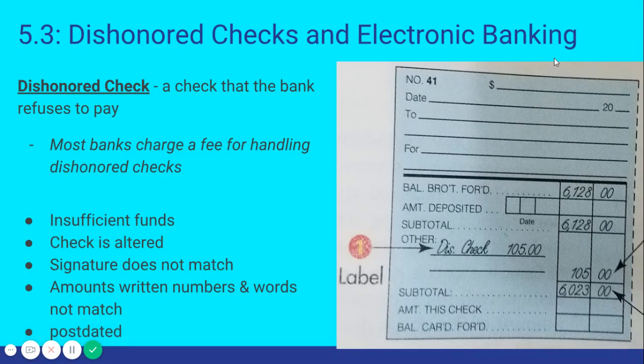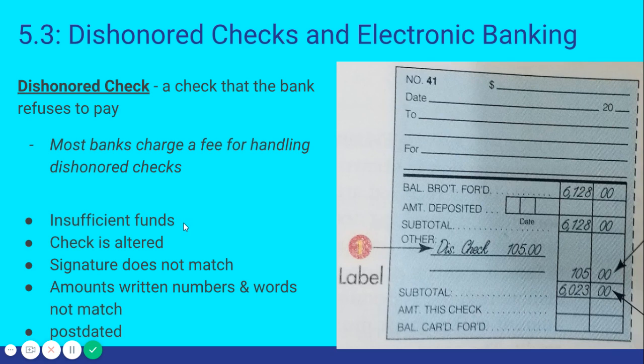Section 3 of Chapter 5, Dishonored Checks and Electronic Banking. A dishonored check is a check that the bank refuses to pay. Most banks charge a fee for handling dishonored checks, and the reason why it would be a dishonored check would be if there are insufficient funds in the bank account.